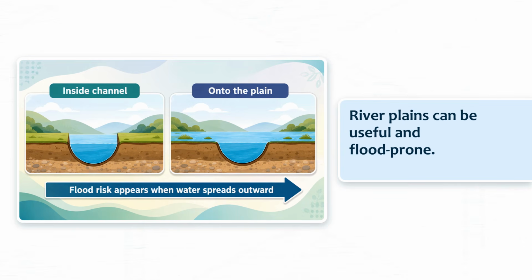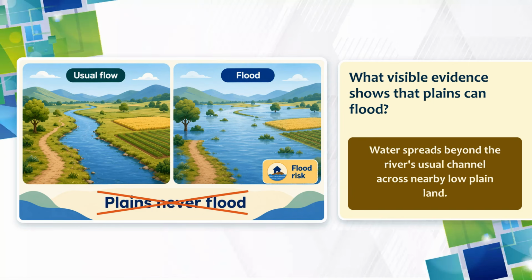The benefit and the risk come from the same river setting. River plains can be useful and flood-prone. A complete explanation needs both sides. Compare what changed between the two panels.